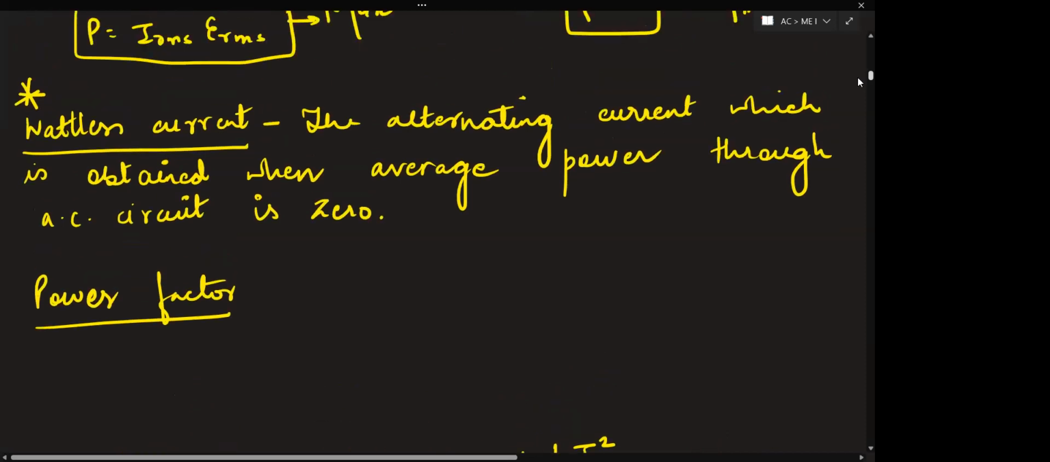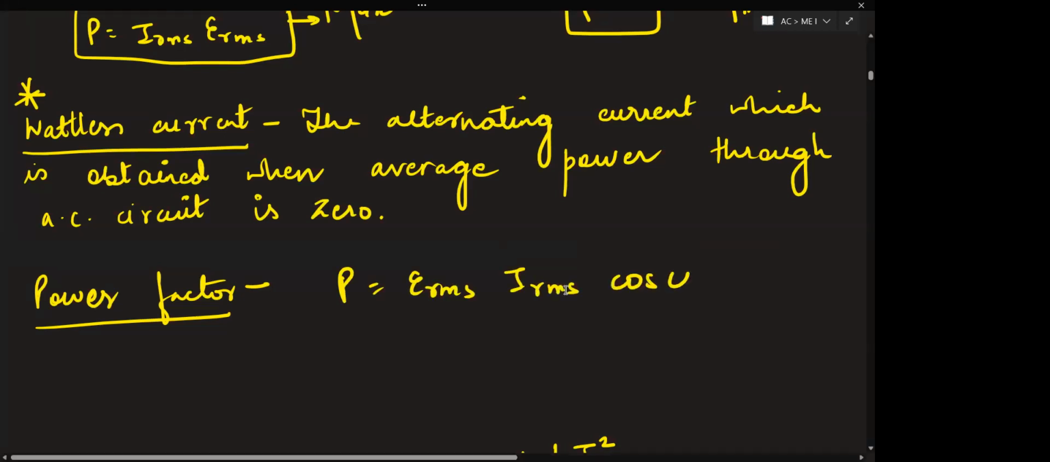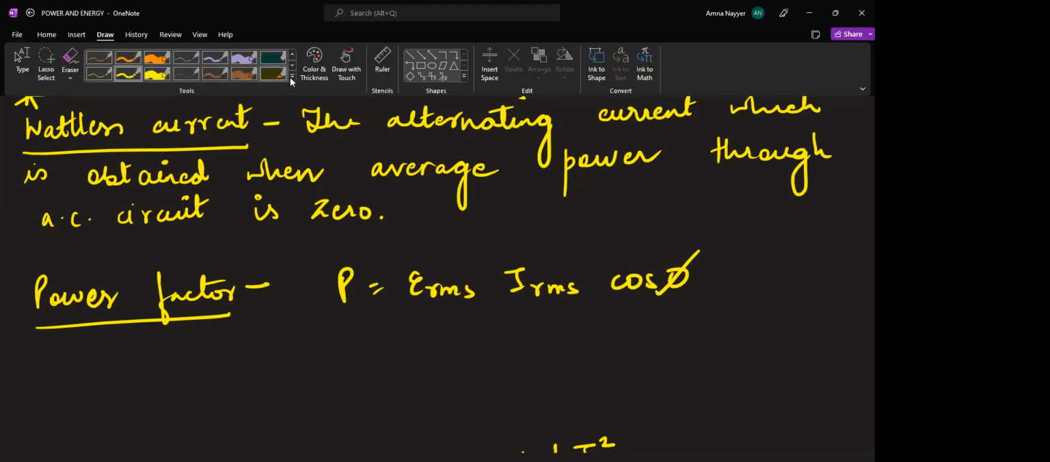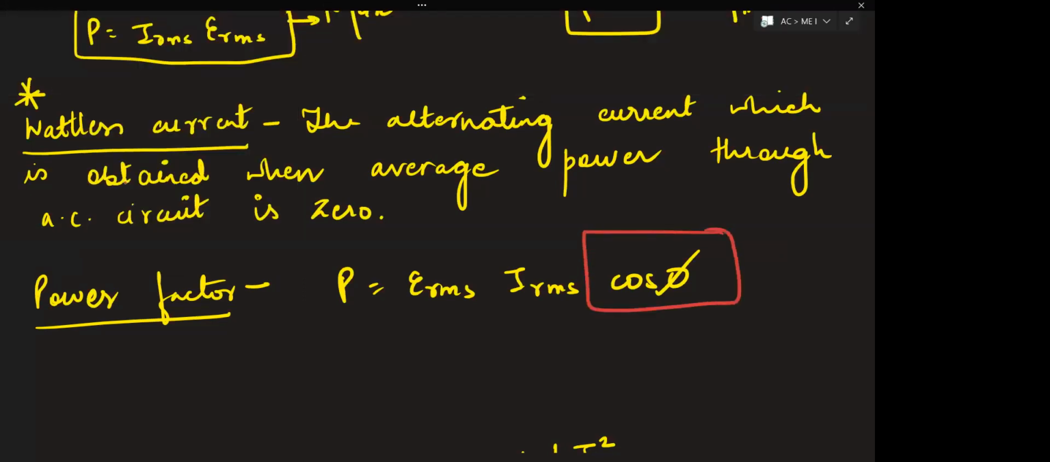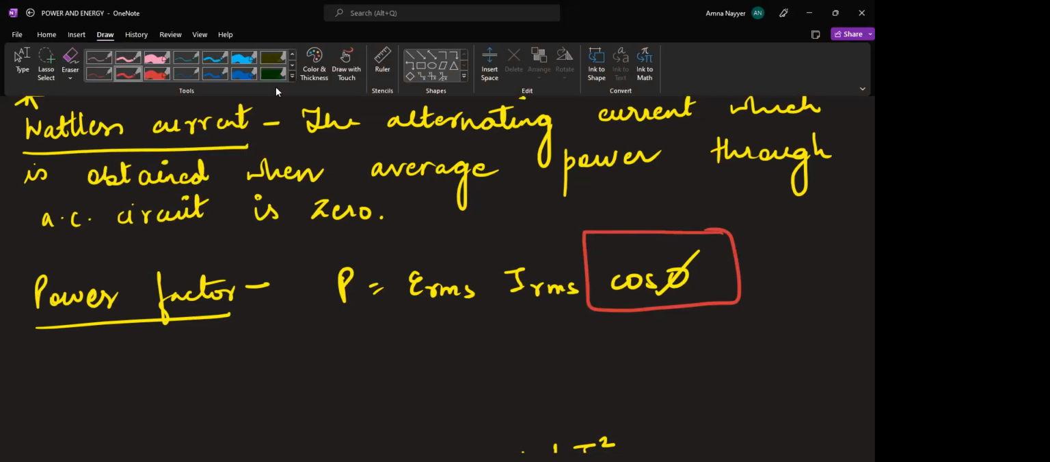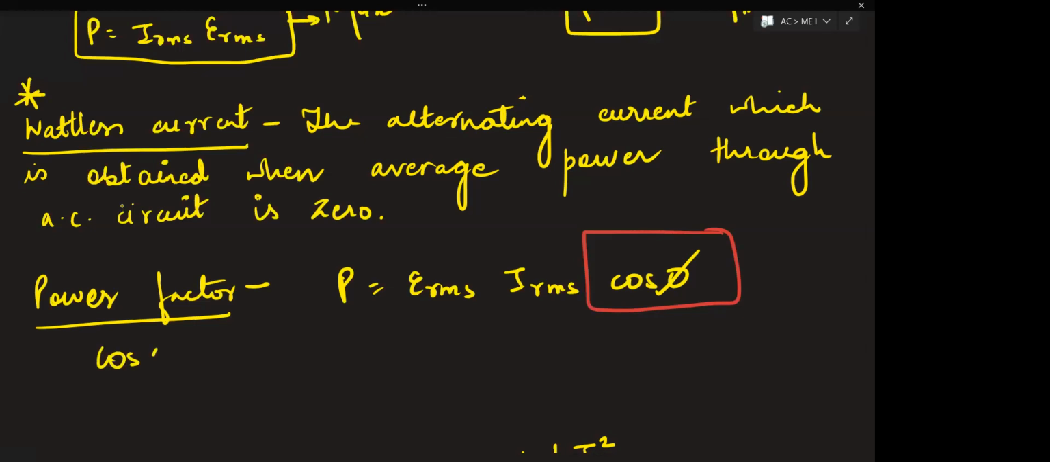And one more small term also, power factor. Power factor is very easy. See, power was ERMS IRMS cos phi. This term that is present, cos phi, is known as the power factor. And cos phi, we have already been using. Remember, tan phi was XL by R. And remember, I had made you write cos phi was R divided by Z. So cos phi is simply your power factor. So whenever power factor is asked, write down cos phi.